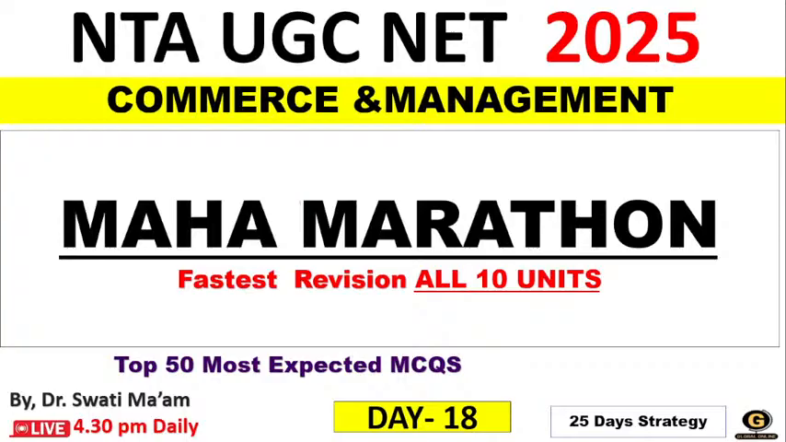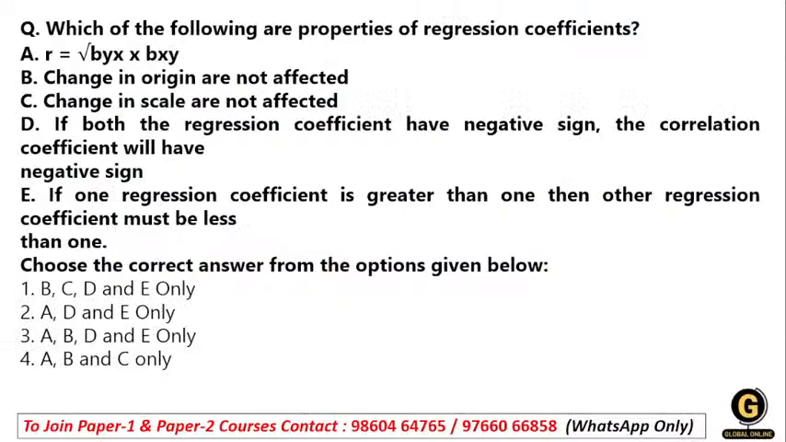So let's begin with the first question which is on your screen. Try to solve it yourself, and I will be here to explain each and everything in detail. The question is: which of the following are the properties of the regression coefficient? Here the question is asking about the properties of regression. Option 1: r is equal to the square root of byx into bxy.